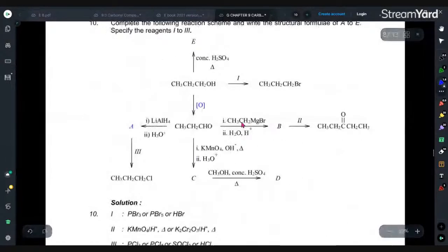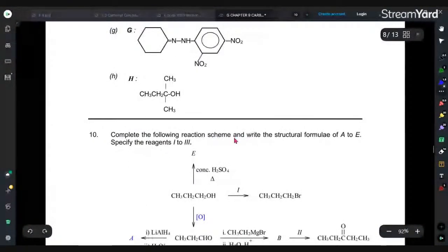Okay, now for question number 10. Complete the following reaction scheme and write the structure formula for A to C and then the reagent as well. Be careful, there are two questions. One is about the compound, another one is about the reagent 1, 2, 3. So let's try to do it together.